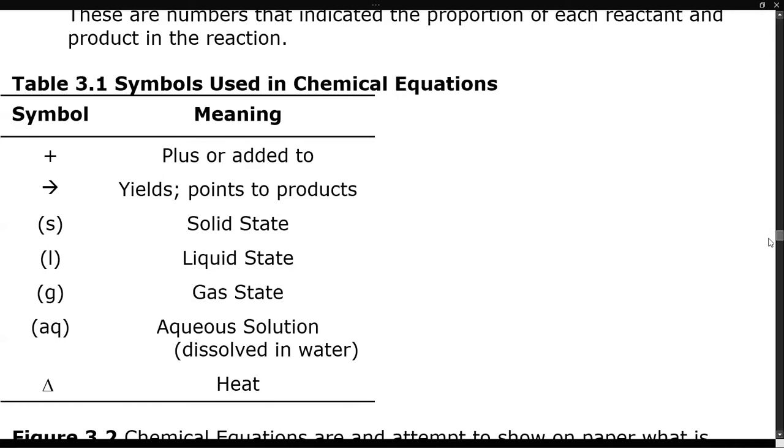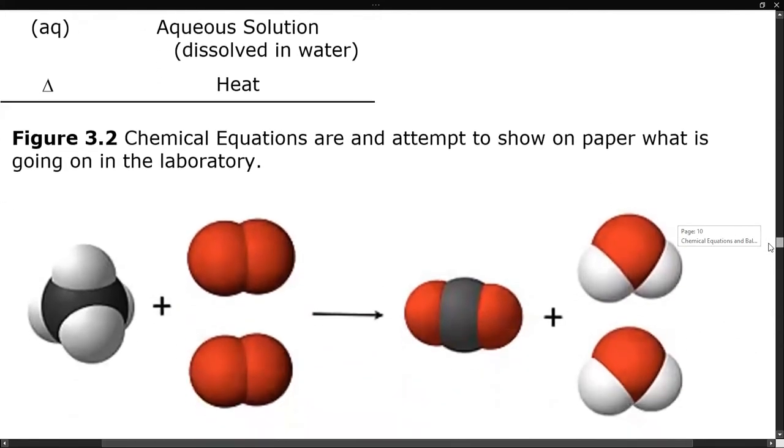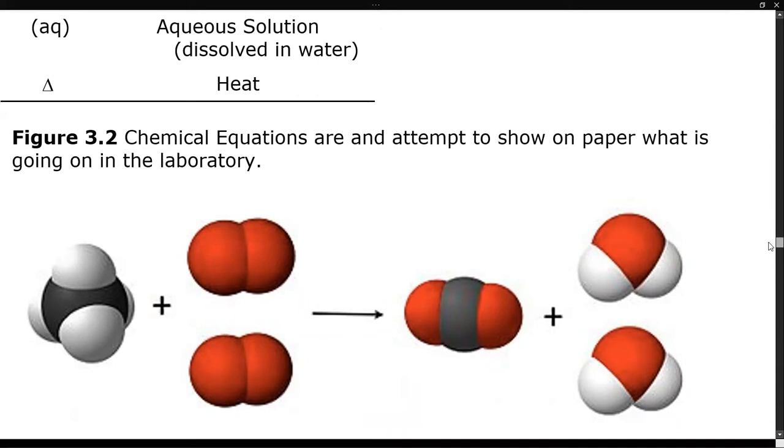And sometimes, it's a little old school, but you see that little triangle. Sometimes that's used to mean heat, or it could just be the word heat. There can be any number of things above the arrow on a reaction: a catalyst, or a temperature, or a particular solvent. And as you go on in chemistry, there'll be more things that you see that indicate reaction conditions. But chemical equations are an attempt to show what's on paper versus what's going on in the laboratory.